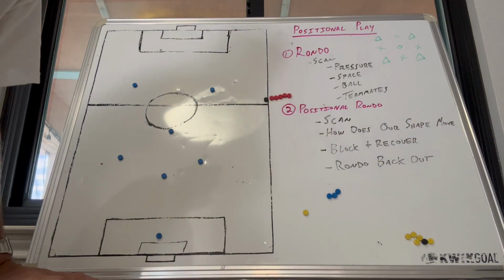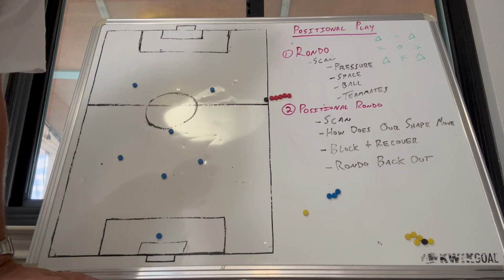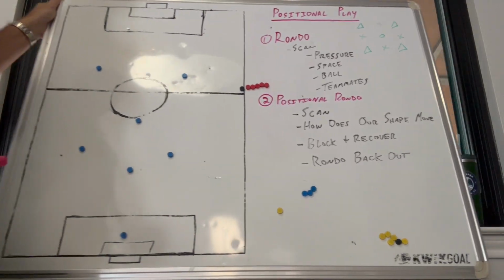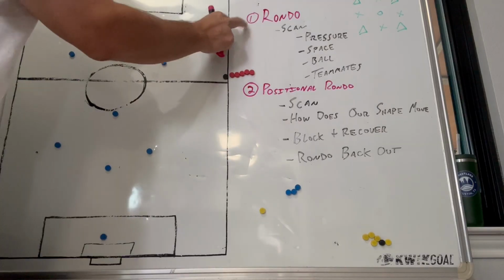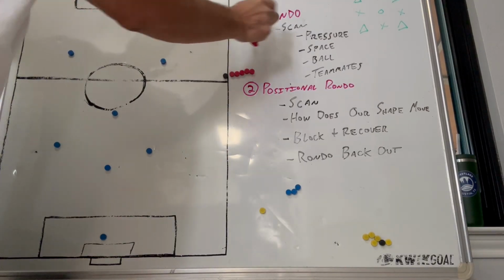Okay, coaches, this is our positional play session. There aren't a ton of different activities in this one, but there is a ton of information and a ton to teach. So we'll just go over it quickly. So the first activity is a rondo.